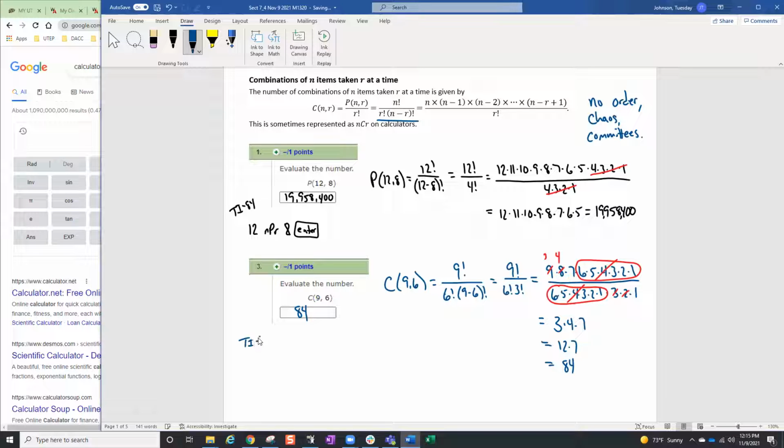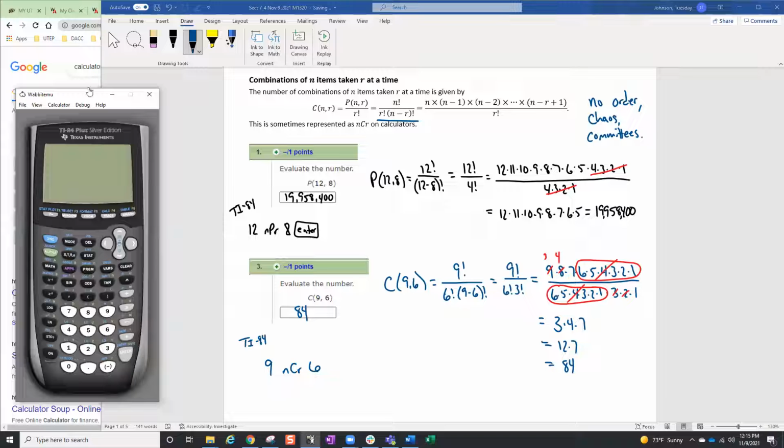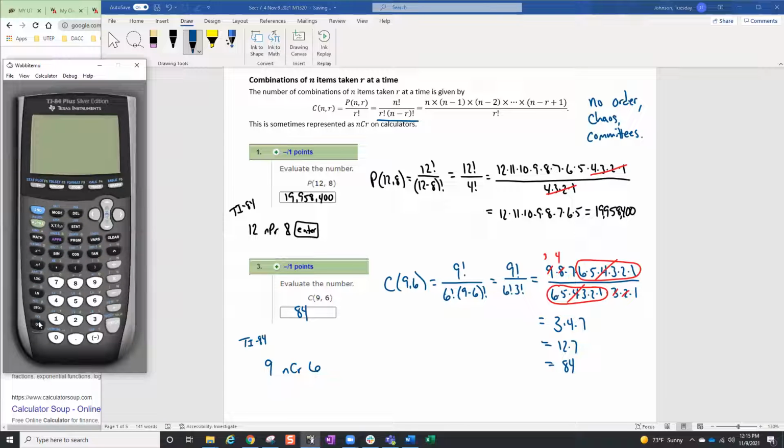On a TI-84, we're going to put in the 9, nCr, and then 6. And remember that nCr is found here in the math menu. So this will be 9, math menu, over to probability. This time I want the one with the C. And my r value is 6. Look at that, 84.